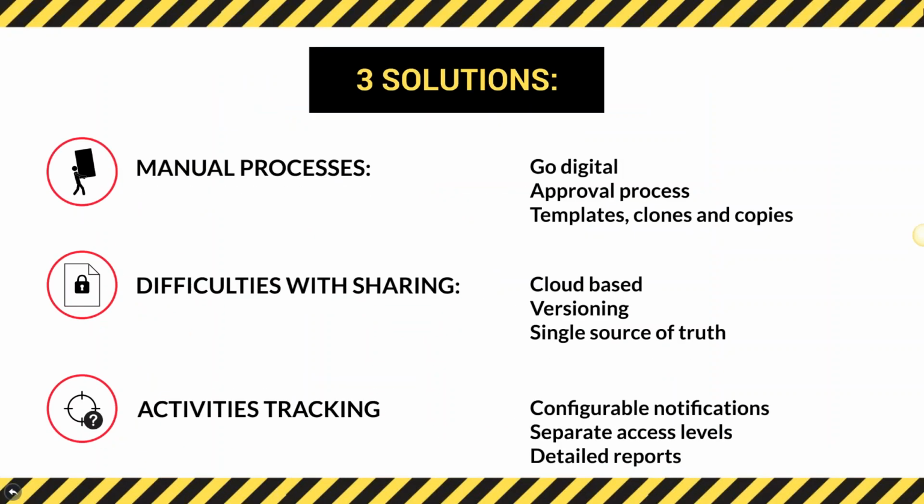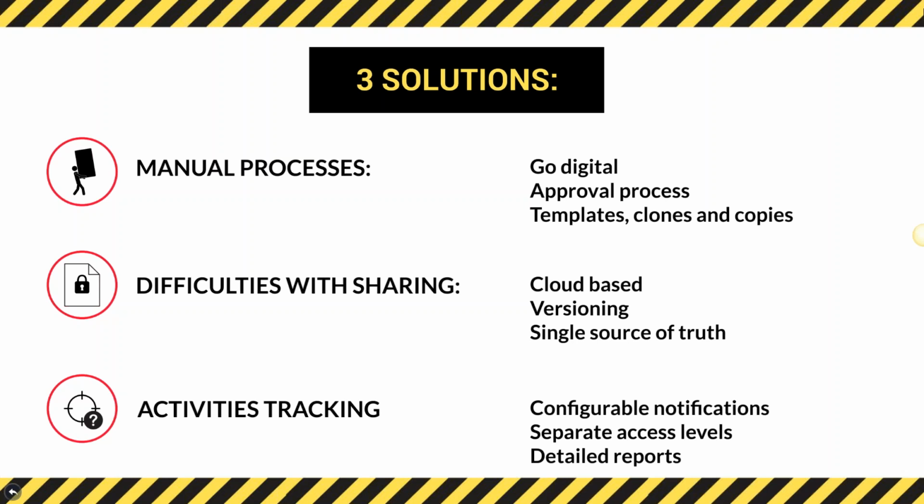So, back to the three pains: your manual processes, your difficulties with sharing, your activities tracking. The solutions that go with these pains are, for your manual processes, go digital. Get yourself an approval process in place. Use templates, clones, and copies as much as possible. For your difficulties with sharing, you need something cloud-based, you need versioning, and you need this single source of truth. And for your activities tracking, it's configurable notifications, your separate access levels, and detailed reports.